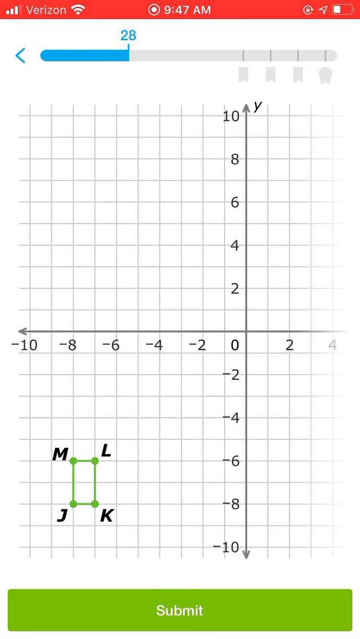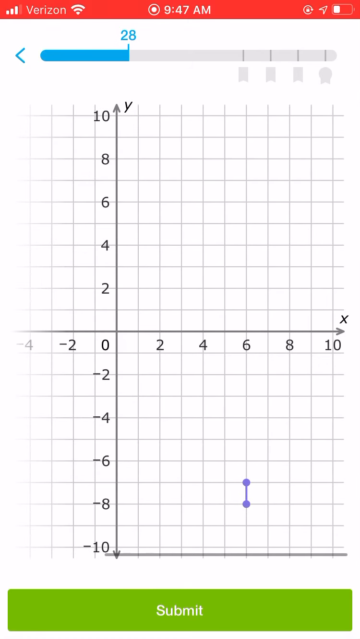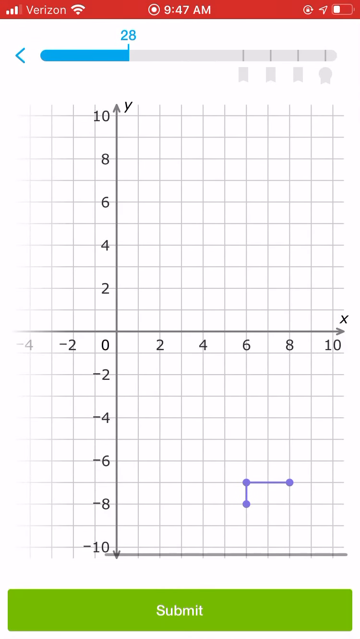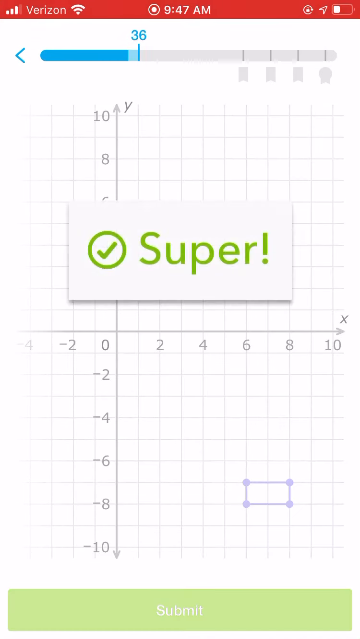That was M. Now I'm going to do J. J is 8, 8. So come over here and I do an 8, 8. Hang on. Okay, since I did L last, it's going to make me do that one next, and then 8, 8.